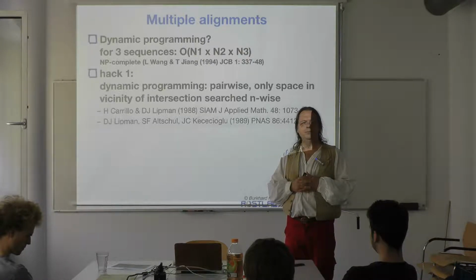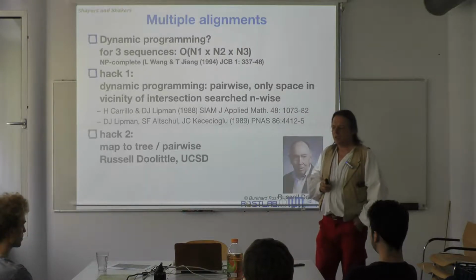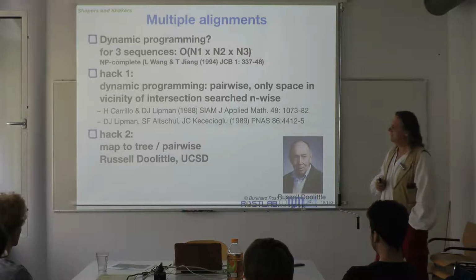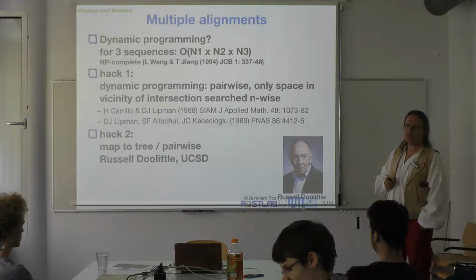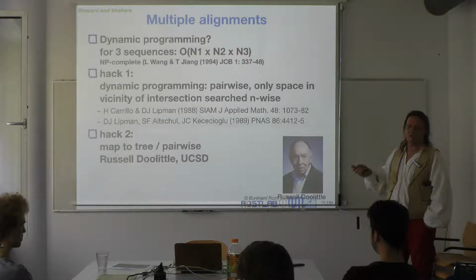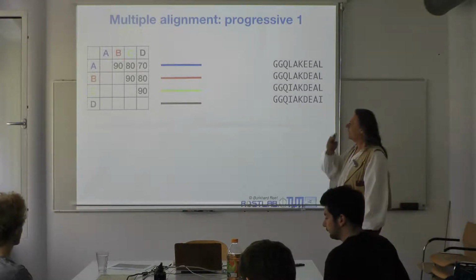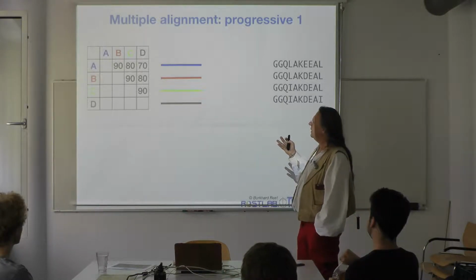Any idea? Something like a consensus system? Yes, ultimately what you do is you boil it down to a tree. Essentially you map it back to a problem that you can handle, which is a pairwise sequence alignment, and you do tons of pairwise sequence alignments. Introduced originally by Rost.